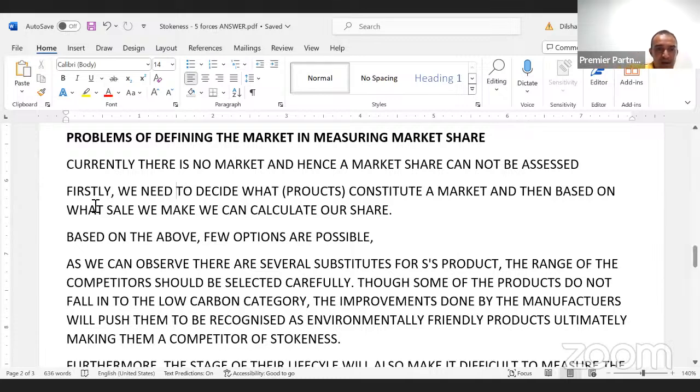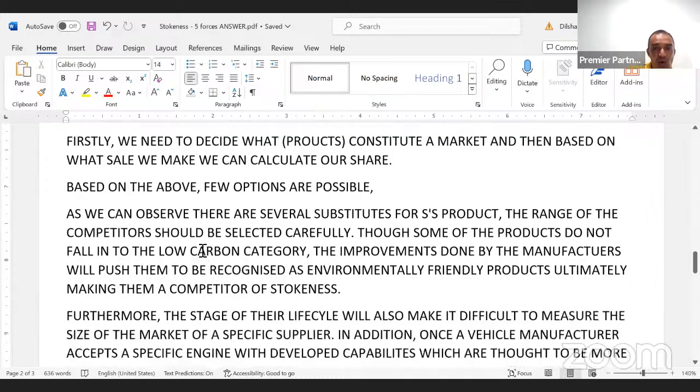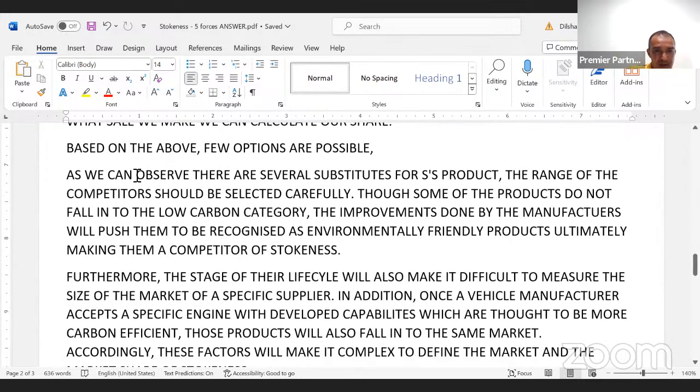So similarly here, firstly, we need to decide what product constitutes a market, and then based on what sale we make, we can calculate our share. So based on the above, a few options are possible. Number one, as we can observe, there are several substitutes for tokenized products. The range of the competitors should be selected carefully. Though some of the products don't fall into the low carbon category, the improvements done by the manufacturers will push them to be recognized as environment friendly products, ultimately making them a competitor of tokens.